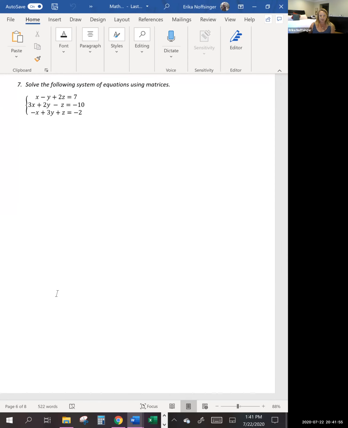Okay, so we want to put this in the augmented matrix form. That means we want to rewrite this without any of the variables. We're going to make sure that it's all lined up where all of our x terms are in a column, y terms, z terms, equals, and then our constant. And that's already set up like that. So now I'm going to start writing out my matrix. We have 1, -1, 2, and then a 7. We have 3, 2, -1, and then -10. We have -1, 3, 1, and -2.